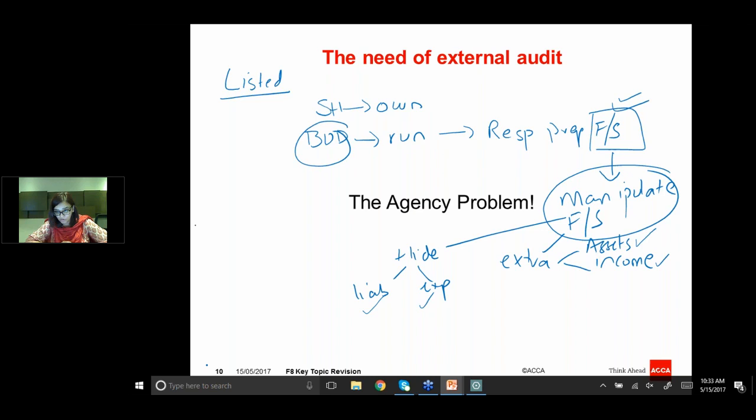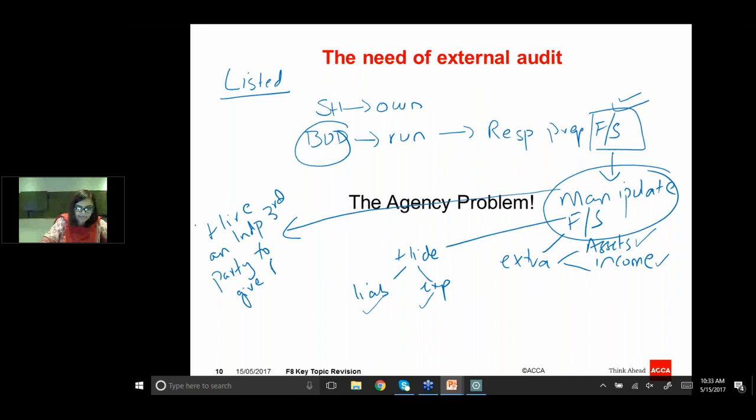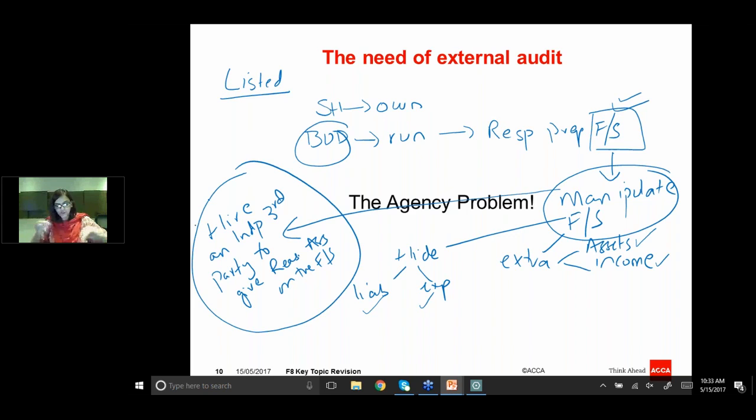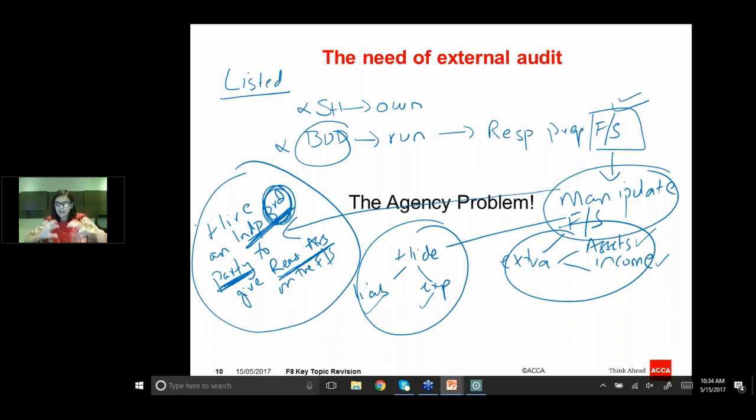So what they need to do is, they want to hire an independent third party to give reasonable assurance on the financial statements. So as F8 students, you're never going to be asked to explain why do you get an audit done. But you need to understand that as auditors, we are independent third party. Third party means I cannot be a shareholder, I cannot be a director. I have to be a third party, so other than these two. And when I'm giving reasonable assurance, I will keep looking for these problems. I will keep looking for ways they might be trying to hide their liabilities and expenses, and they might be trying to overstate their assets and income.